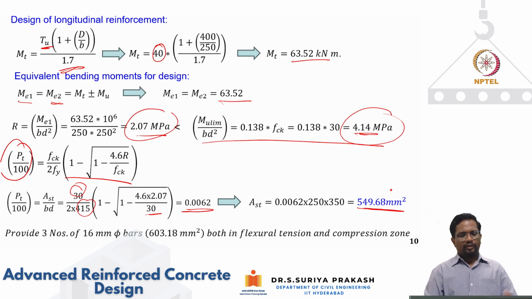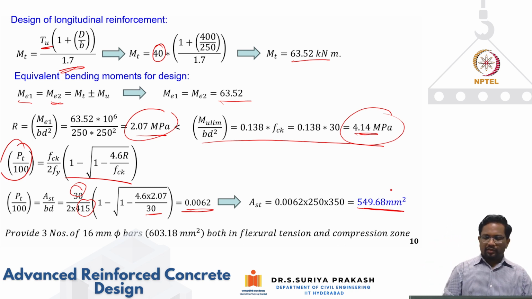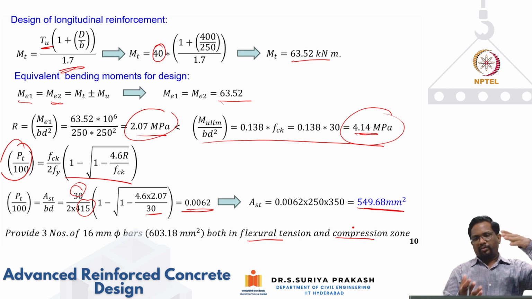Right? So we can provide three numbers of 16 mm bars, which works out to be 603 mm². So 201 mm² is your area for your 16 mm bar. Then you put both in flexural tension and compression state. So you see the depth of the member was 400 mm, right? As per the code requirement, only when the depth is more than 450 do you have to put some side-face reinforcement. So you need to put only 3 bars top and bottom for this steel.